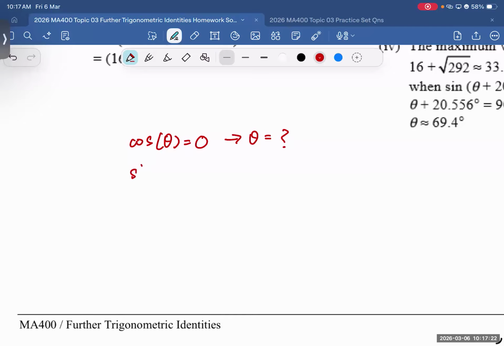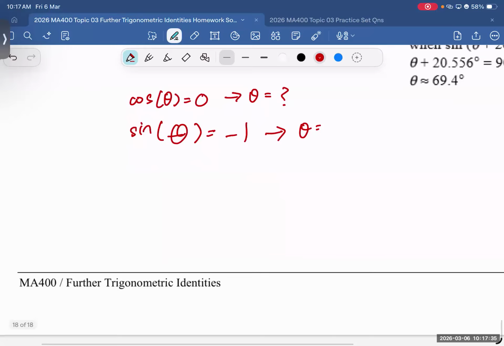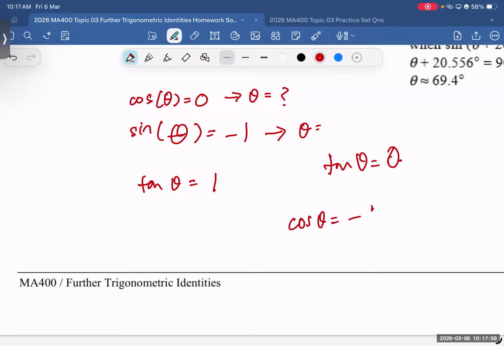Sean, sine of theta is equal to negative 1. What is theta equal to? 270. So 1 point. Now, Xing Yu, Dora, competition. Come. Tangent theta equals 1. What is theta? Only the 2 of them. The rest? 45. Xing Yu, 2 points. Okay. Tangent theta equals 0. What is theta? Correct. 0. Okay. Cosine theta equals negative 1.